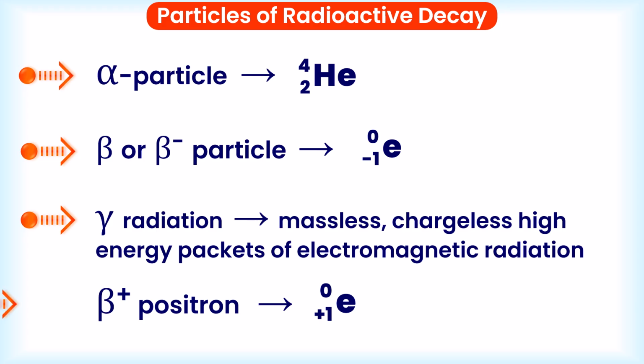There is another important particle called positron, which is represented as beta plus. It can also be written as e with a mass number of 0 in the superscript and a charge of +1 in the subscript.